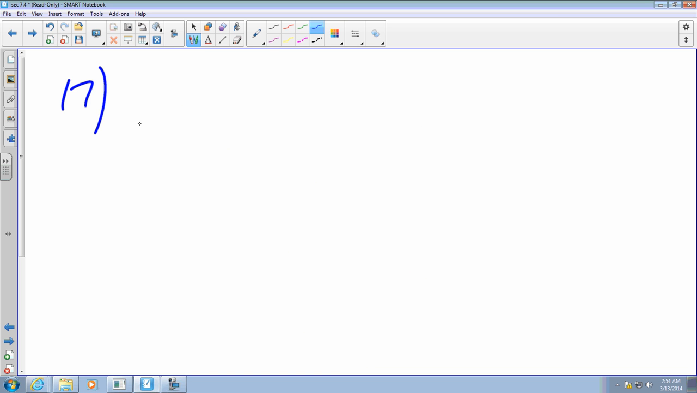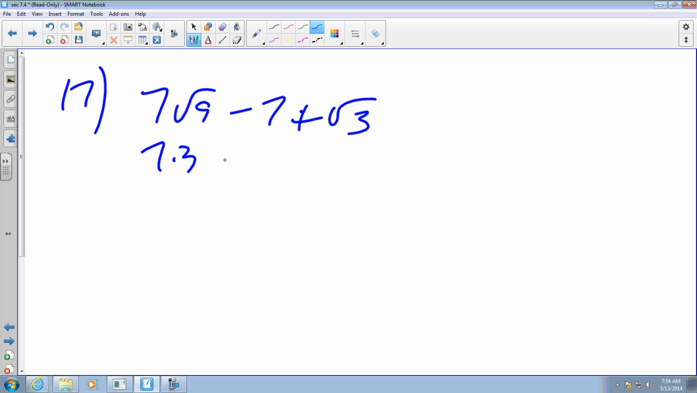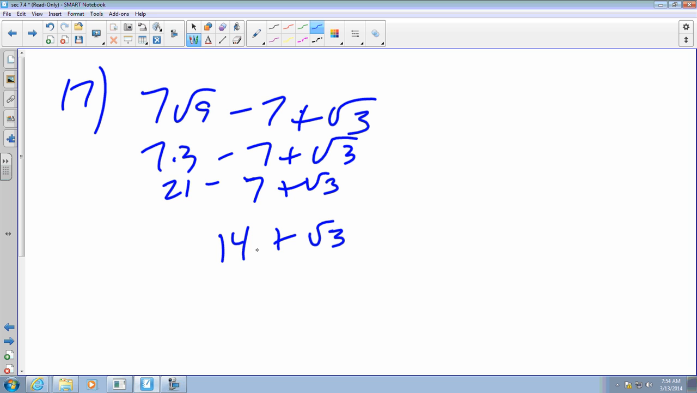It says 7 square root of 9 minus 7 plus the square root of 3. All right, square root of 9 is the same as 3, so 7 times 3. Here we have a radical, and over here we have 21 minus 7 is 14. And we cannot add square roots with whole numbers or whole numbers with square roots. We can multiply them, but you can't add them, so we leave it as a binomial, 2 separate terms.